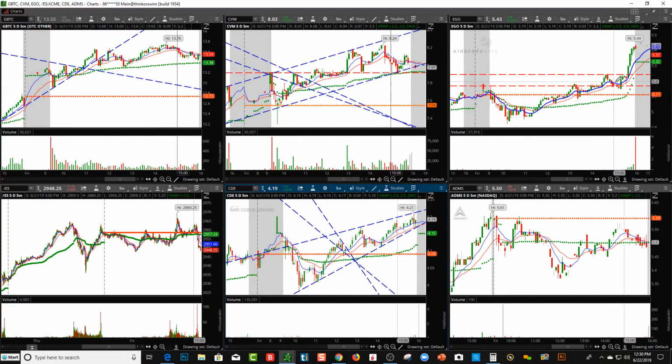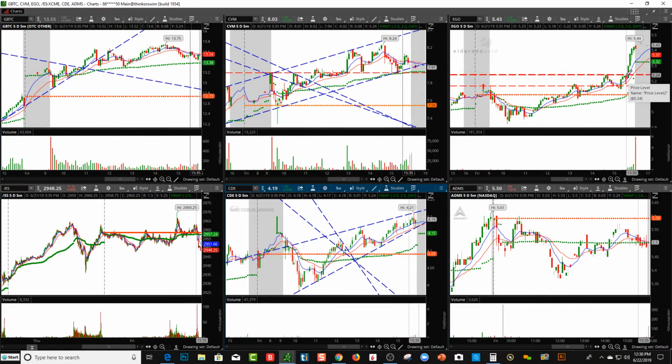Kind of a cup and handle pullback right here at the end of the day. Kind of a flag. Hammer right off here. Boom. Go trade that. This one took all the way to, what was that, 12? For 335. So this one took a while. GBTC took off in the morning right before 11 o'clock. So really good. Okay with CVM.